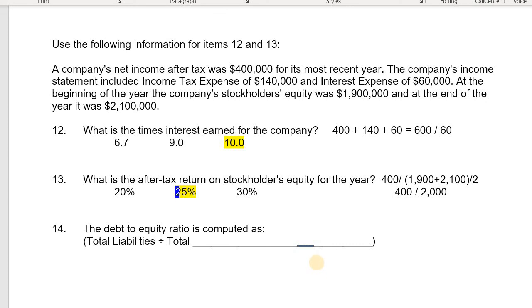And lastly, debt to equity ratio is going to be total liabilities divided by total stockholders' equity. There you have it.